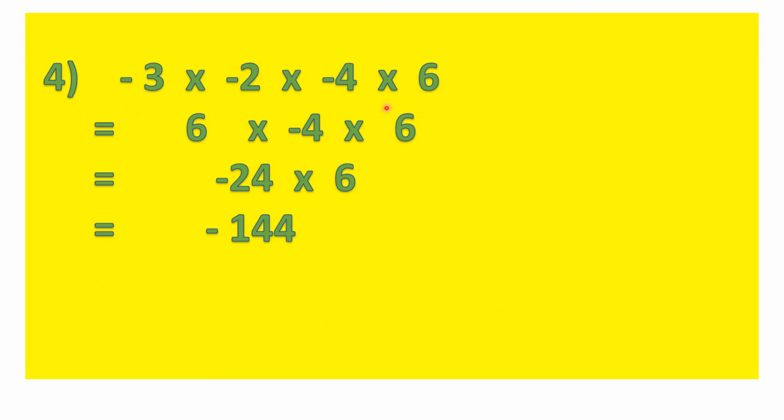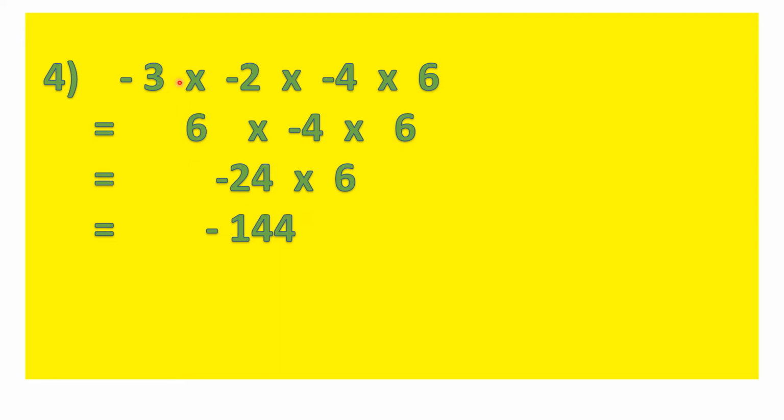Let's try to solve 4 integers. Let's try to multiply 4 integers now. Previous examples, we have seen 3 integers. Let's solve 4 integers. 1, 2, 3, 4. Same step. First you solve the 2, find the answer. Then you solve the next 2, find the answer. Then you solve the last 2, find the final answer.